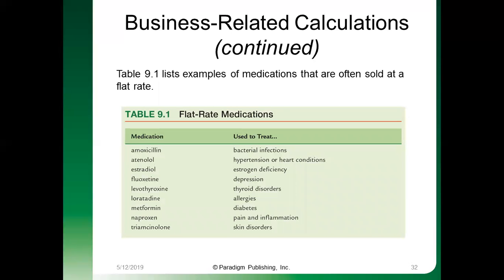Here is a list of medications often sold at a flat rate. So you have amoxicillin, used for bacterial infection. Atenolol, used for hypertension or a heart condition. Estradiol for estrogen deficiency. Fluoxetine for depression. Levothyroxine for thyroid disorders. Loratadine for allergies. Metformin for diabetes. Naproxen for pain or inflammation. And triamcinolone for skin disorders.